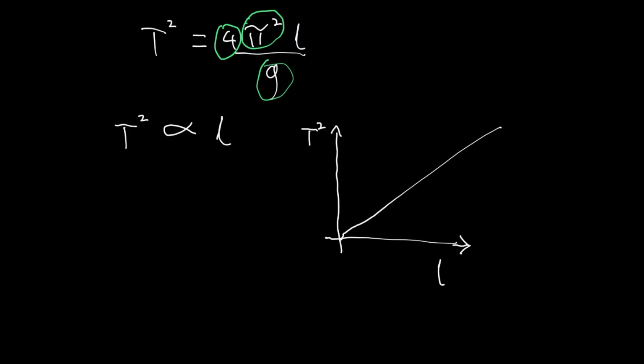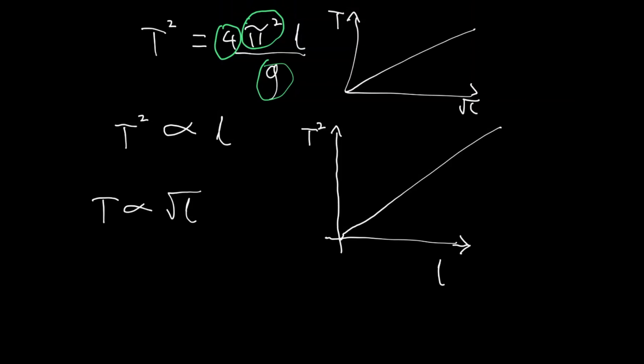Likewise, if we were to plot T against L, it would be T is directly proportional to under root L. So if our graph were T and under root L, well, it would be a straight line then. Yep, and that's essentially what it means. T squared is directly proportional to L, so as we increase L, T squared increases at a linear rate, hence the straight line. So I hope you all understood, and thank you for watching.